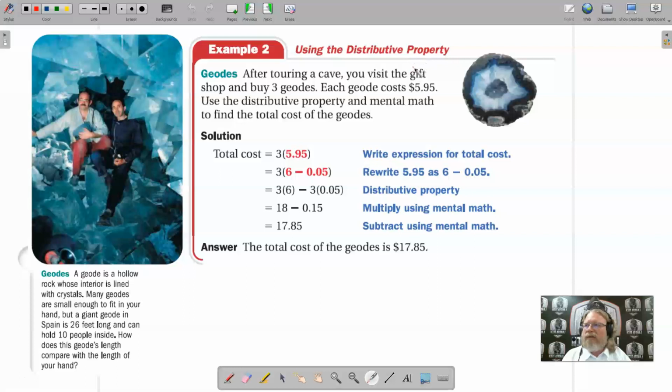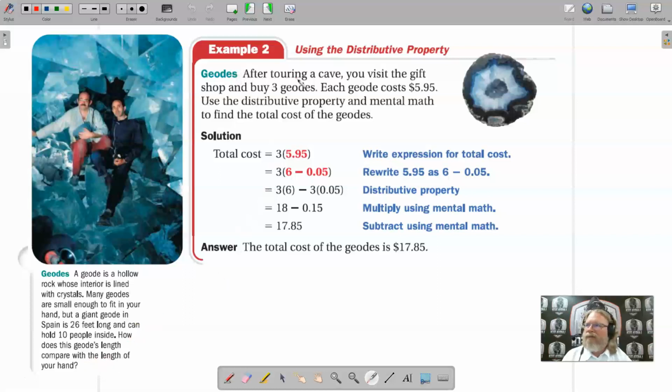So let's look at our next example using the distributive property. We're going to use the distributive property to demonstrate what our mental math would look like for finding the cost of some geodes. A geode is a hollow rock whose interior is lined with crystals. Many geodes are small enough to fit in your hand, but a giant geode in Spain is 26 feet long and can hold 10 people inside. Wow. How does this geode's length compare with the length of your hand? So right now we're going to talk about the cost of the geode, not trying to figure out the question that they're asking here.